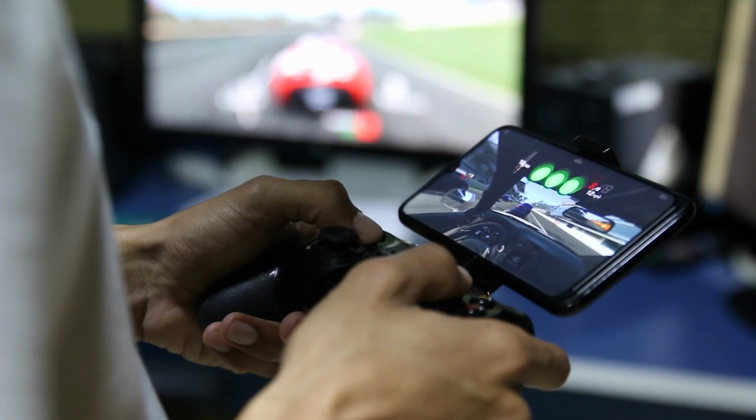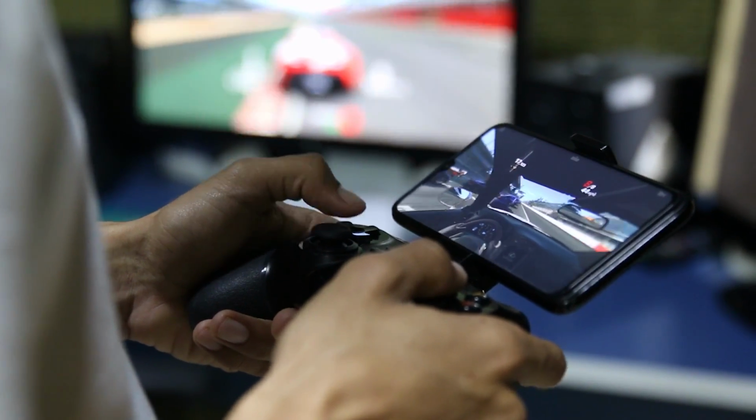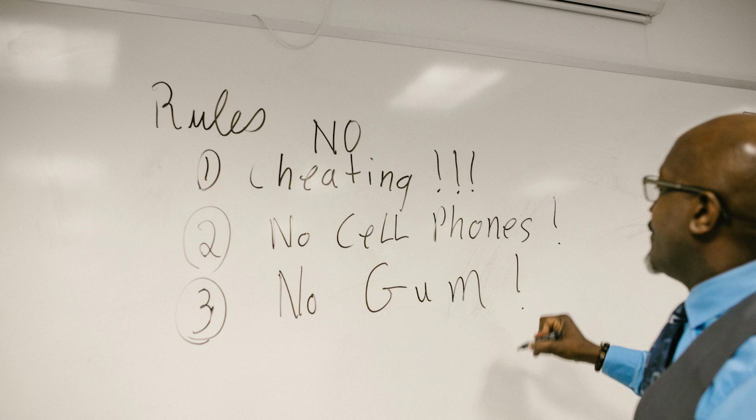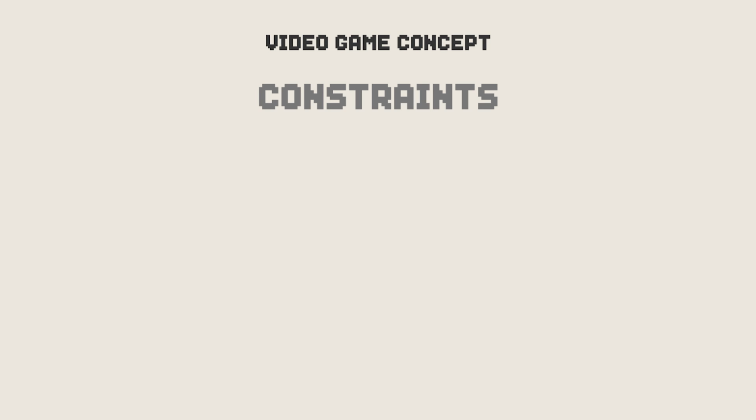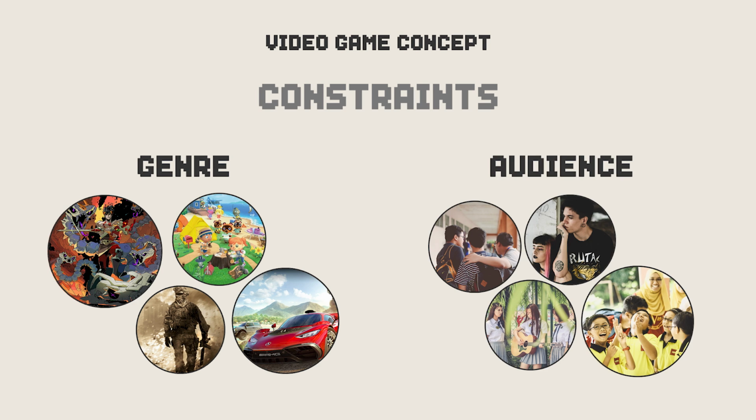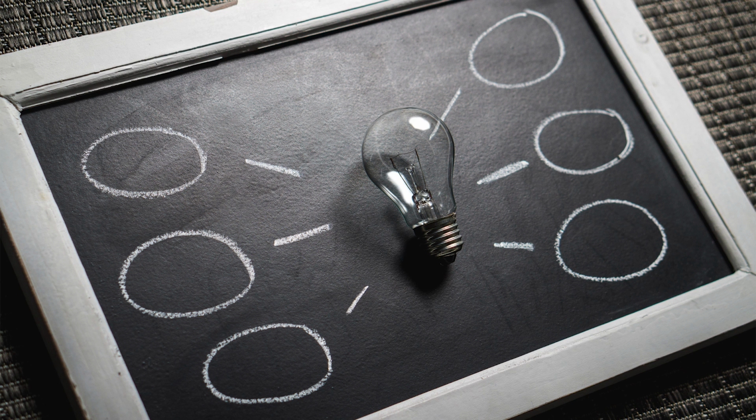If building a video game, I would first need to set some constraints. Without constraints, you would be designing in a void, and any design decisions you make would have no meaning. Deciding on a genre and determining your target audience would be a good start. After you understand the project's needs, the next step is to start finding ideas.